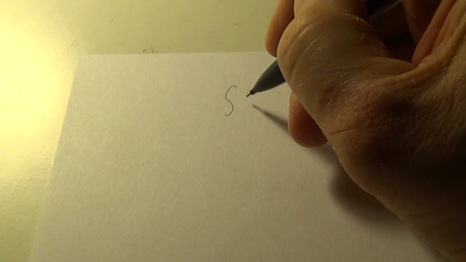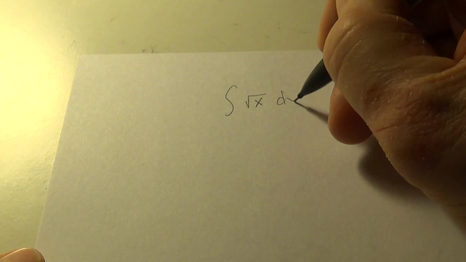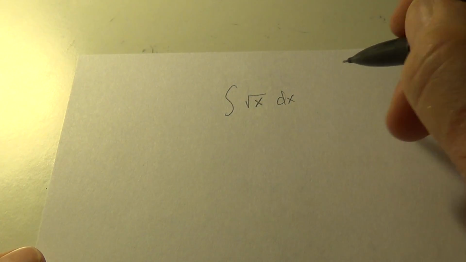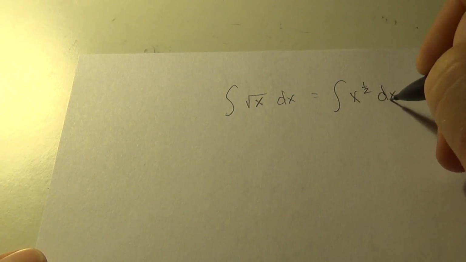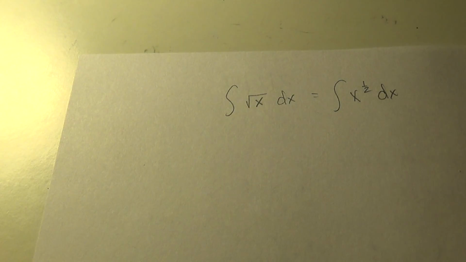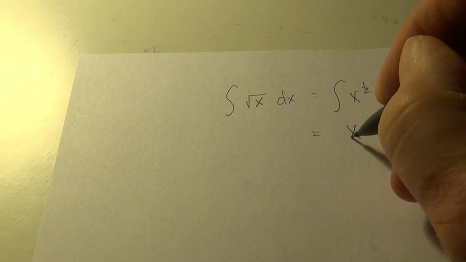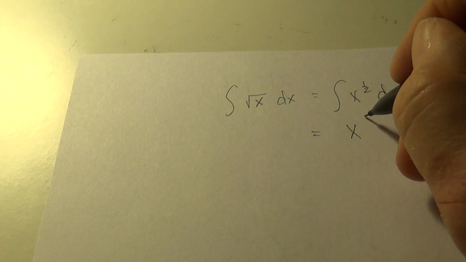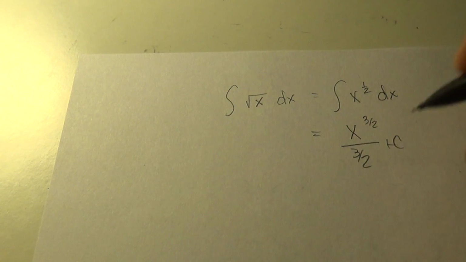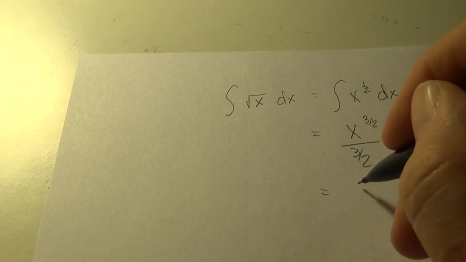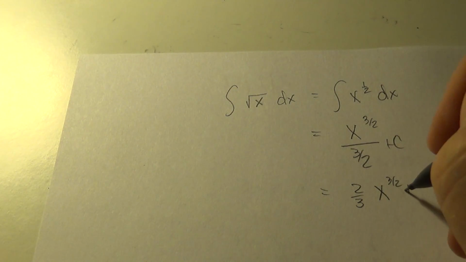How about the square root of x? How can I write that in the form x to the n? Well, we certainly have done that enough this year. So we can write it as x to the 1/2. So using the power rule for integrals, this increases by 1. So we get 1.5 or 3/2 divided by 3/2 plus c. So I can write that as 2/3 x to the 3/2 plus c.